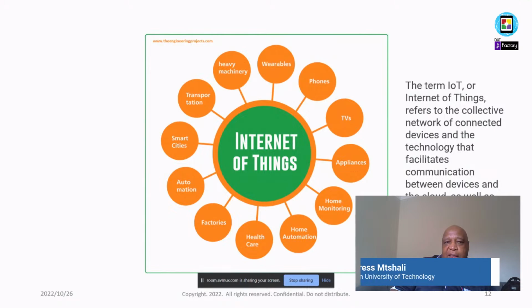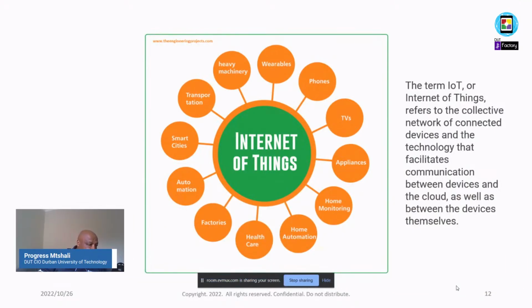But if you look again, if I start from, I'm just checking the time. Okay. So if you look at IoT, we are referring to the collection of network devices and technology that facilitates communication between these devices, sometimes using the cloud, which is one of the preferred methods, because then it doesn't matter what your location is, you could gather some of this information and send it to the cloud for processing.